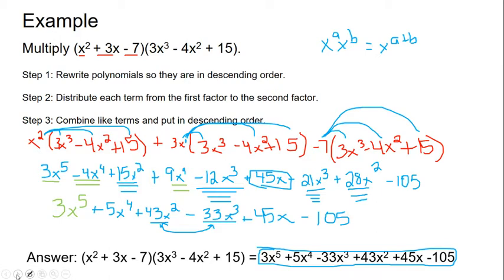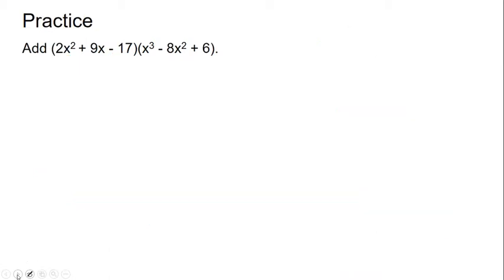See if you can complete it just like this one that we just did. So see if you can complete this. 2x squared plus 9x minus 17 times x cubed minus 8x squared plus 6. Remember to do it just like we had just done it. Go ahead and, oh, this shouldn't say add. That should say multiply. So go ahead and multiply these two together. Remember to pause the video and do it, and then come back and see if you got it correct.